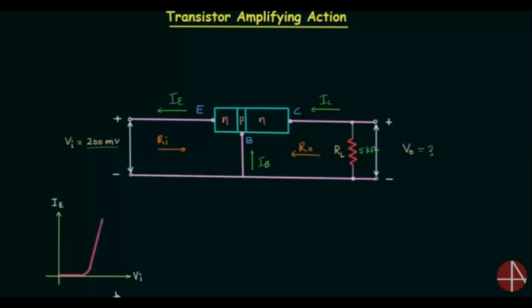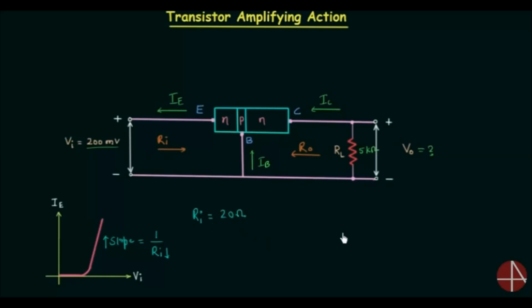In the input characteristics of the transistor, you can see the slope is large, nearly equal to 90 degrees, and slope is equal to 1 by input resistance. So when the slope is large, this implies the input resistance is small. So the input resistance of the transistor is very small, and I will consider a common value of 20 ohms. So Ri is equal to 20 ohms.